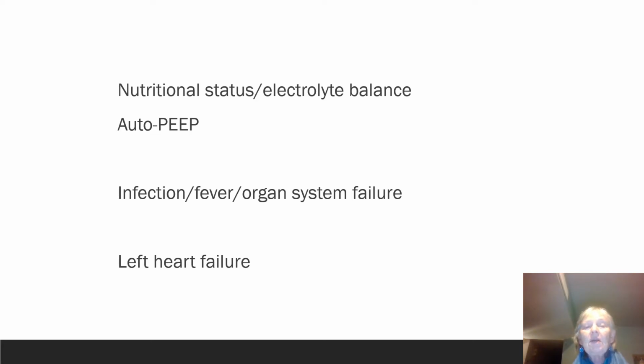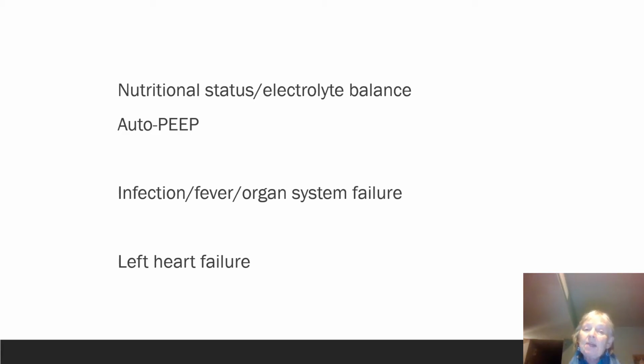Other things we want to look at are nutritional status and electrolyte balance. Remember, you have a lot of electrolytes you have to keep an eye on, especially your potassium, especially your phosphorus, things along that line. Is there auto PEEP? If there's auto PEEP, how do we correct that? Because they're going to have an increased work of breathing with that one.